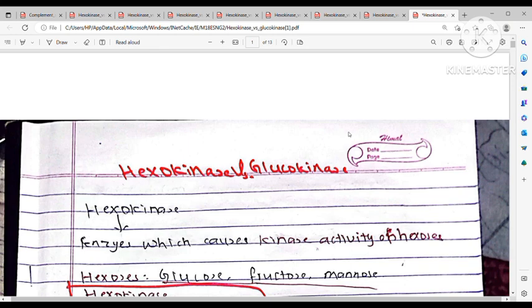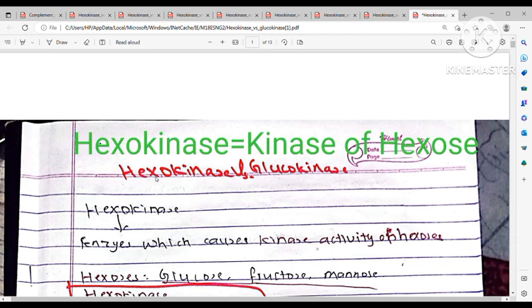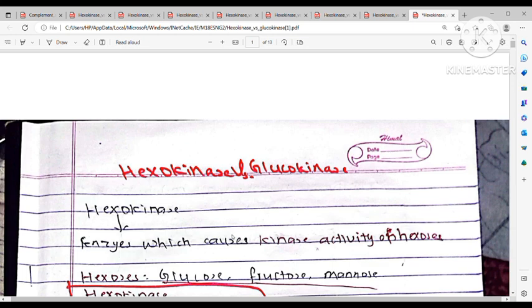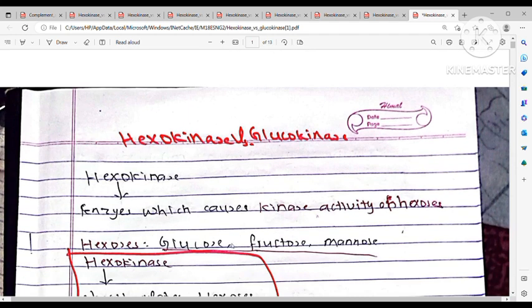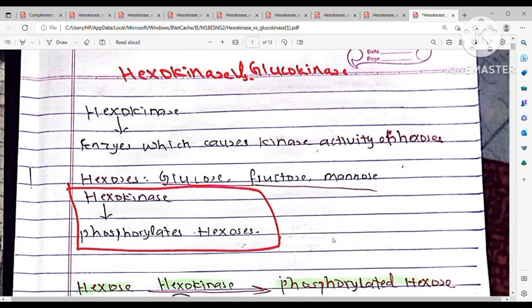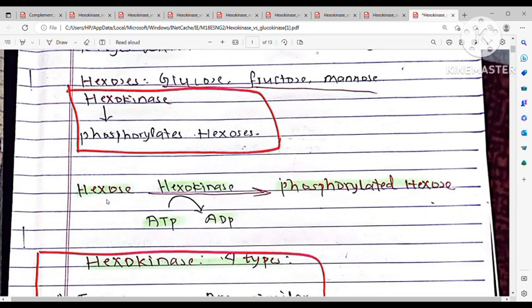Today we are going to talk about hexokinase versus glucokinase. Hexokinase, that is hexose and kinase activity. Hexokinases are the enzymes which cause kinase activity of hexoses. What are hexoses? Glucose, fructose and mannose are major hexoses. Hexokinase phosphorylates hexose. Hexose is phosphorylated by hexokinase and ATP is used.